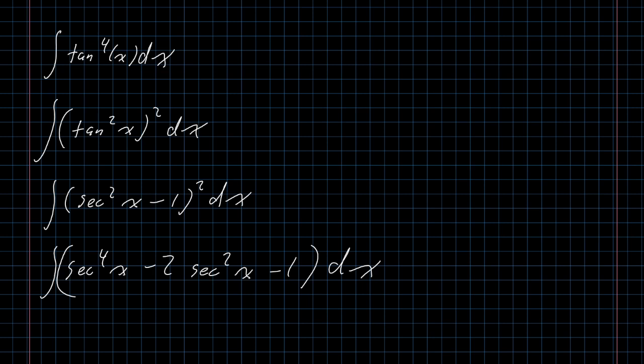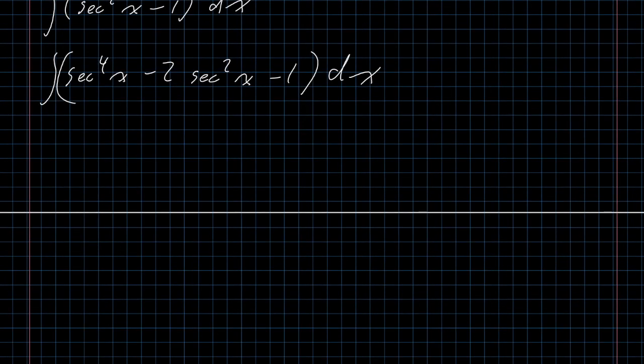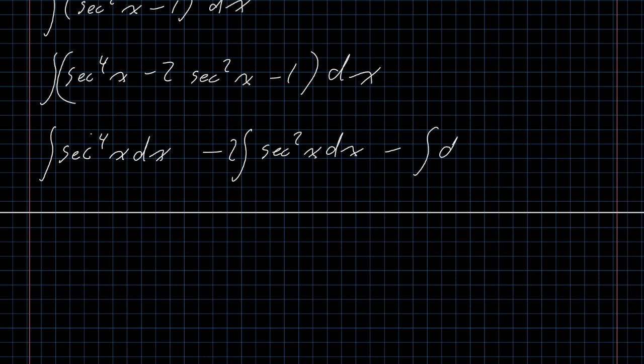And if I expand that out, well, the integral of secant to the fourth x is going to be a little bit annoying, but the other ones are pretty easy. I will point out here, there is no tangent in that second integral, but I'm still going to let u equal the tangent of x, so that du is equal to secant squared x dx.